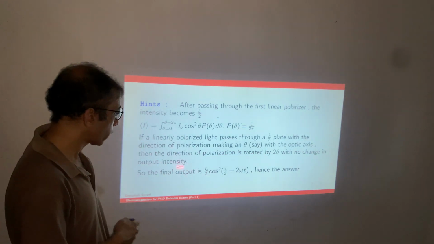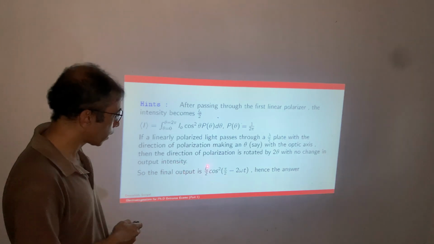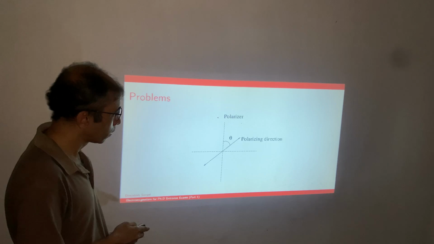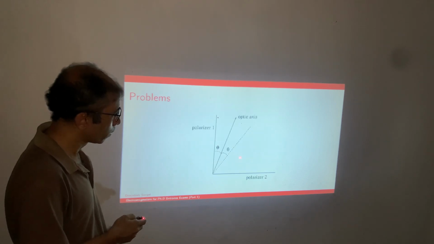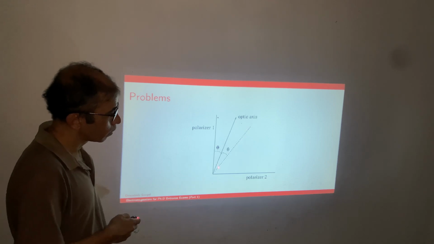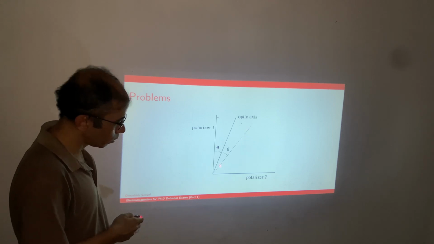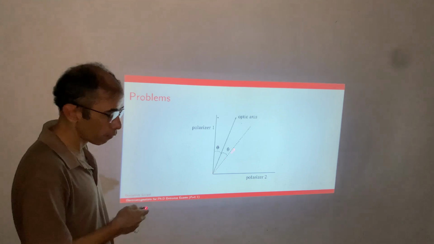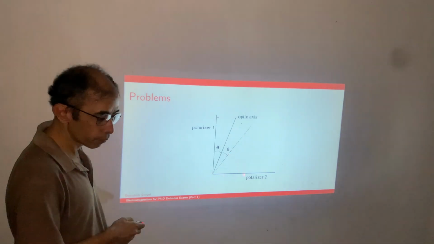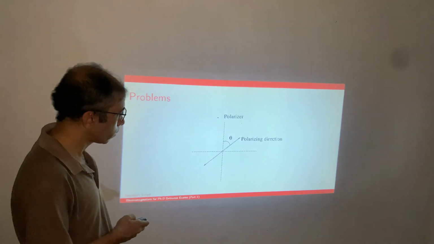So the final intensity will be I0 by 2, and then, so this is the new direction of polarization after coming out from the half wave plate. So this angle is pi by 2 minus 2 theta. That's it.